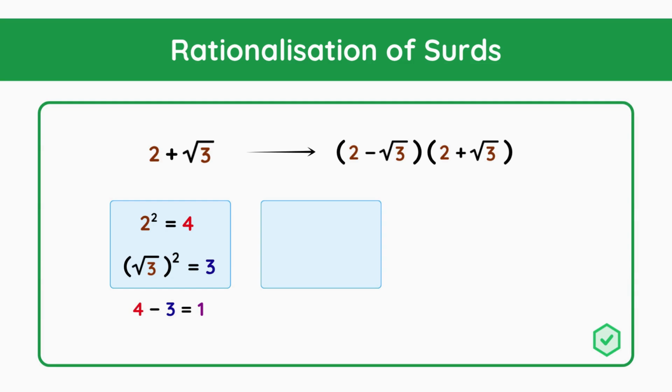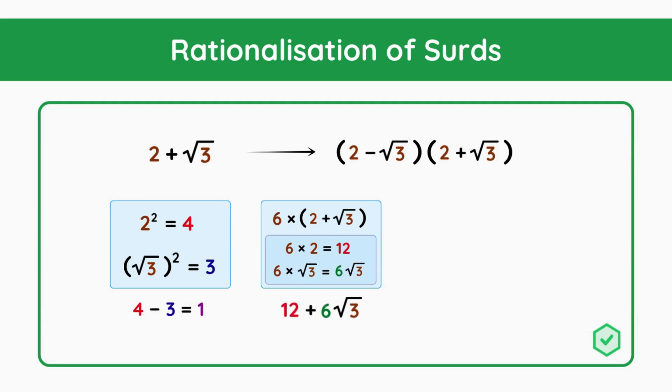Now let's calculate the top of our fraction. We multiply 6 by the conjugate. 6 times 2 plus square root of 3. We expand the 6 across. 6 times 2 is 12 and 6 times square root of 3 is 6 square root of 3. This gives 12 plus 6 square root of 3.